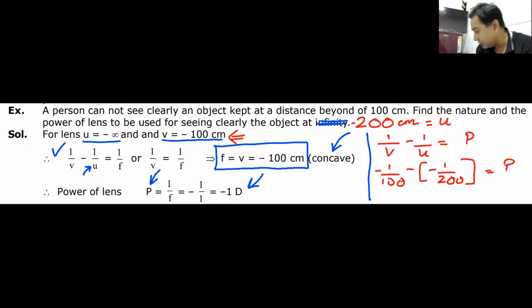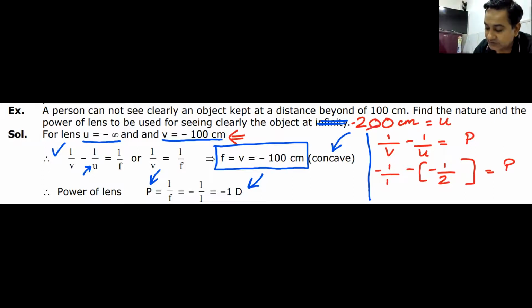Remember, I have made a mistake here. I should not use 100 centimeters, because then the power is 100 by P. So instead of using 100, I will use it as 1. Are you getting my point? So it will be minus 1 by 1, minus 1 by 2. Do we understand this? Because I want the power in diopters.